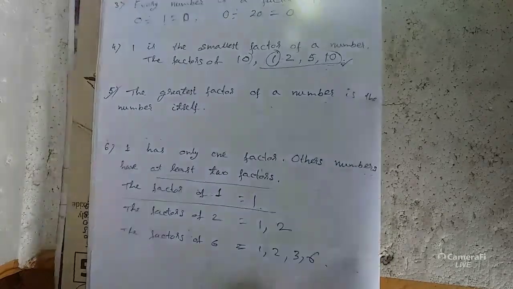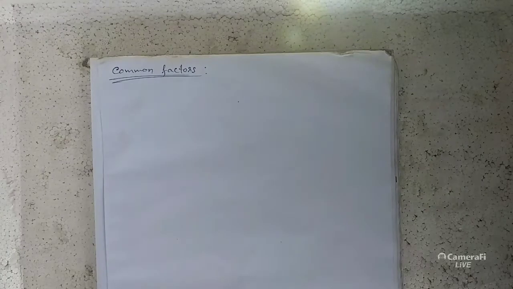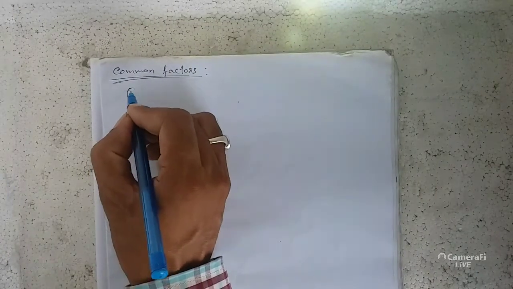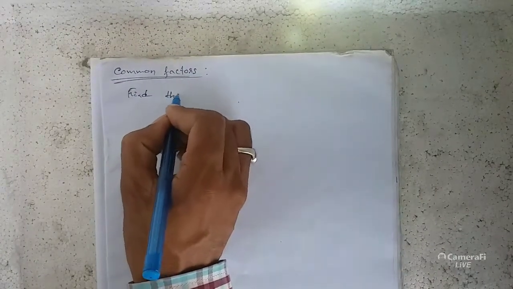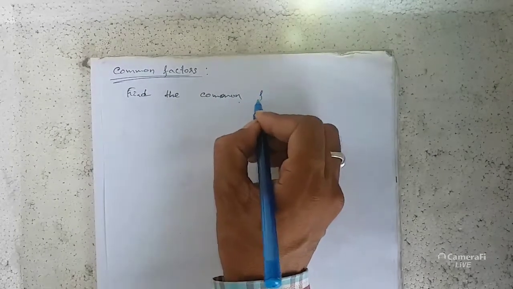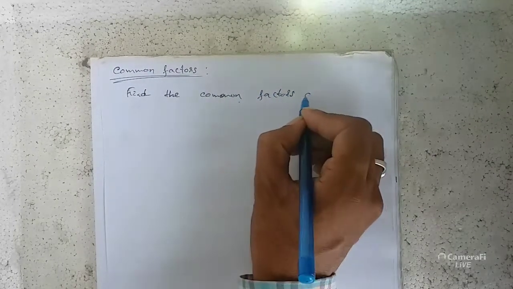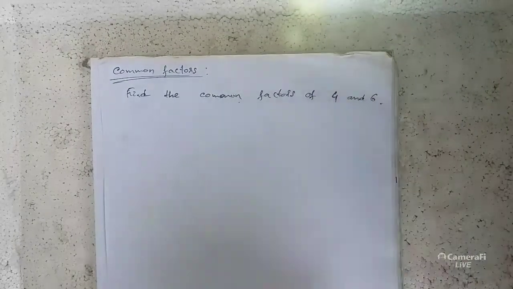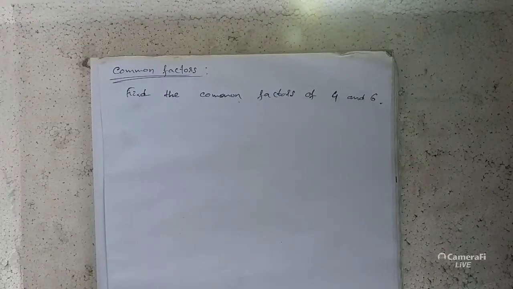Now, coming to the next one, which is common factors. What are common factors? Common factors of 2 numbers. Suppose we have to find the common factors of 4 and 6.